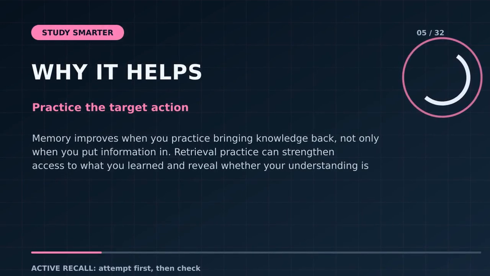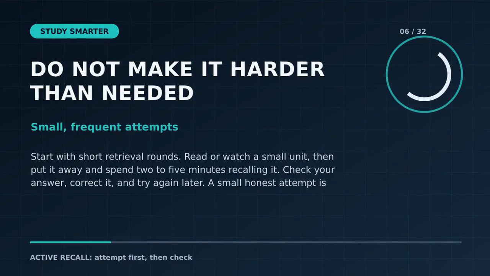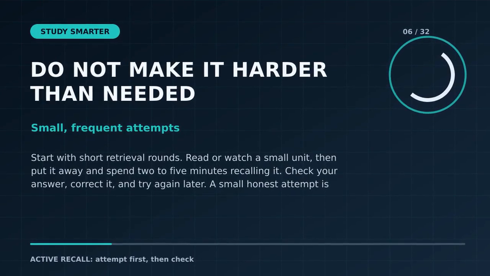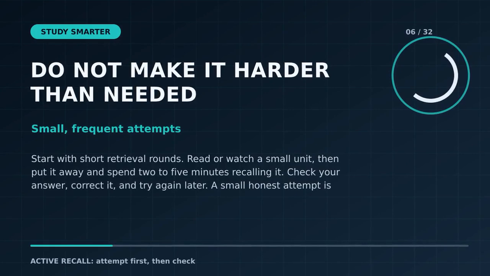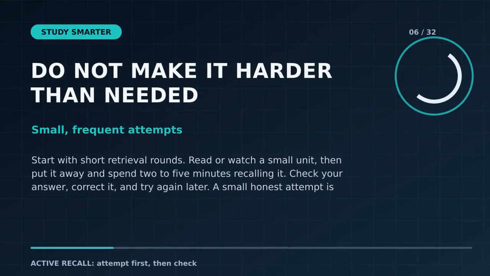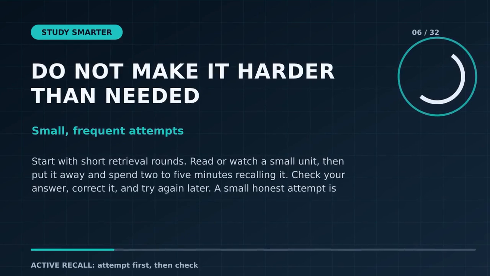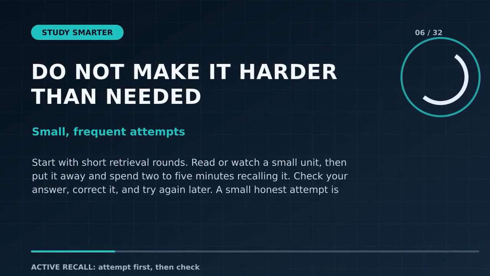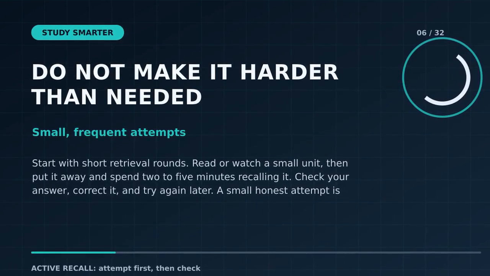It does not replace reading or instruction. First, you need material to learn. Then retrieval helps turn exposure into something you can produce. Start with short retrieval rounds. Read or watch a small unit, then put it away and spend 2 to 5 minutes recalling it. Check your answer, correct it, and try again later. A small honest attempt is more useful than waiting for a perfect 2-hour session that never happens.